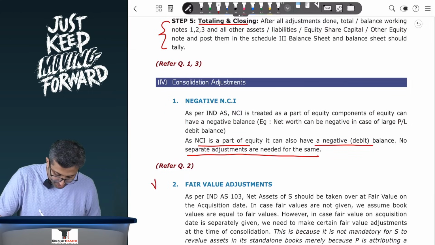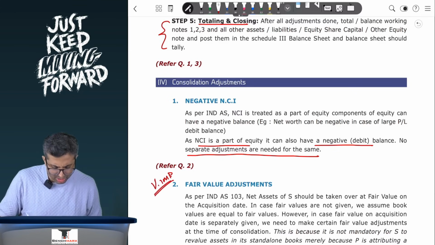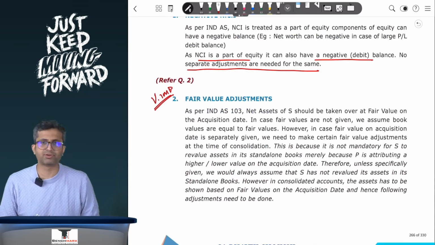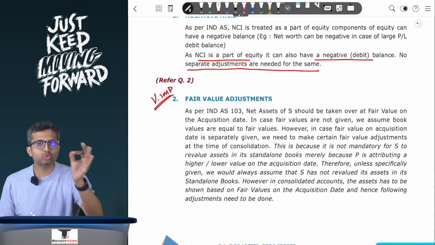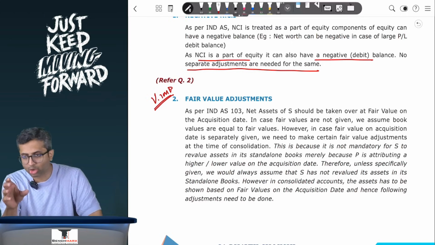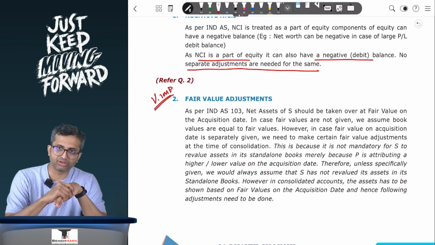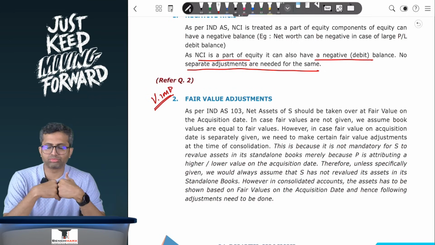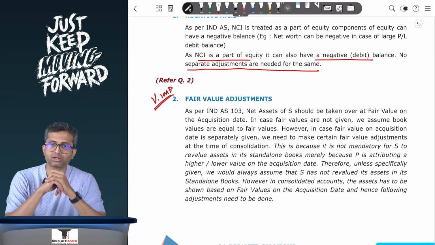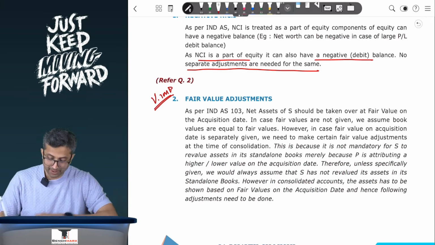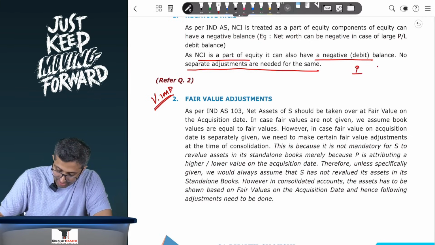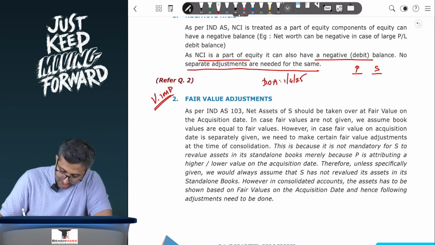Now, a very important adjustment in case of consolidation, which comes in most of these questions, is a fair value adjustment. That is, when you did business combination Ind AS 103, you were taught that you will compare the PC, that is a purchase consideration, with the fair value of the net assets. Now, if I look at my consolidation, there is a company P whose balance sheet is given, there is a company S whose balance sheet is given. Now, your date of acquisition may be 1st of April 25. However, this balance sheet may be given on 31st of March 2026.